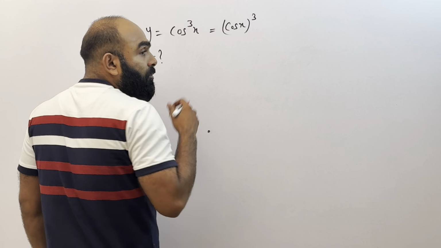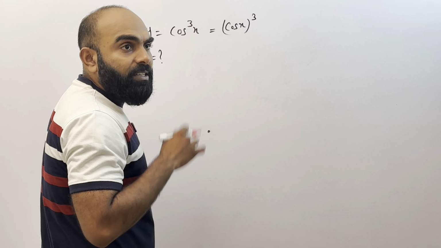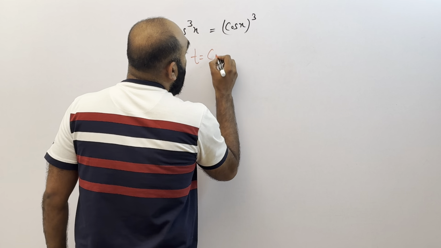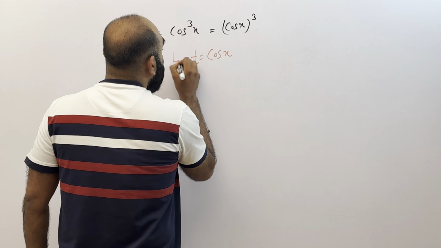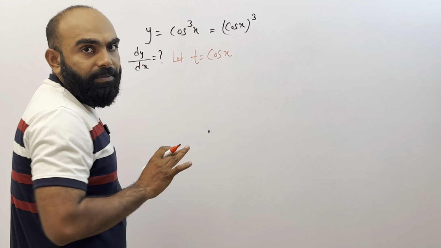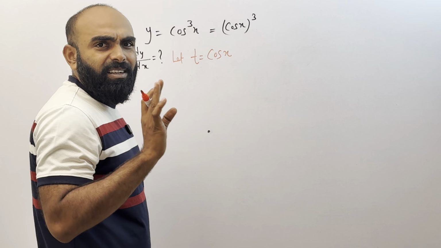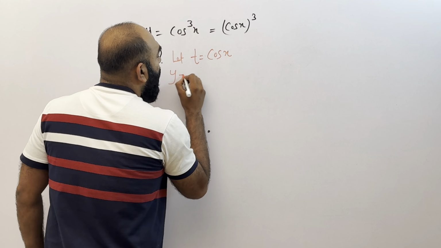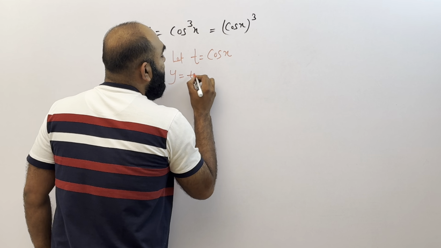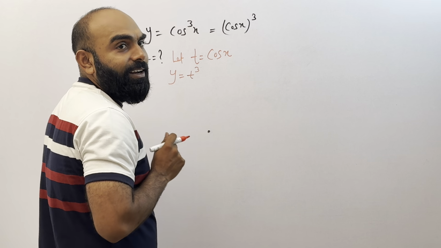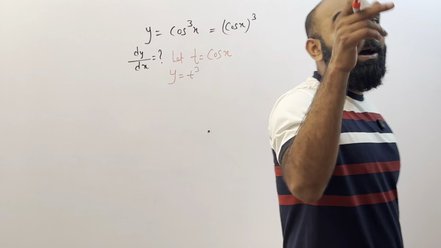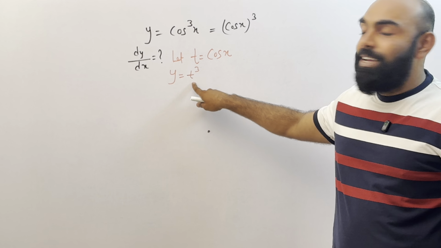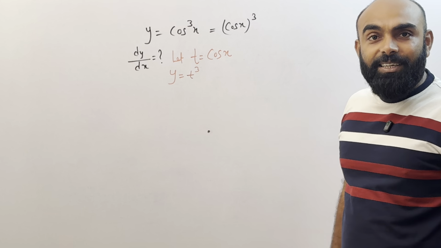Now I will use the substitution method here. Sir, substitution method, why sir? Let's see. Can I take t is equal to cos x? Let t is equal to cos x. Okay sir. t is equal to cos x means this function y will become y is equal to t to the power 3. Now it is in the form of x to the power n. Here x is like t. Y is equal to t to the power 3.